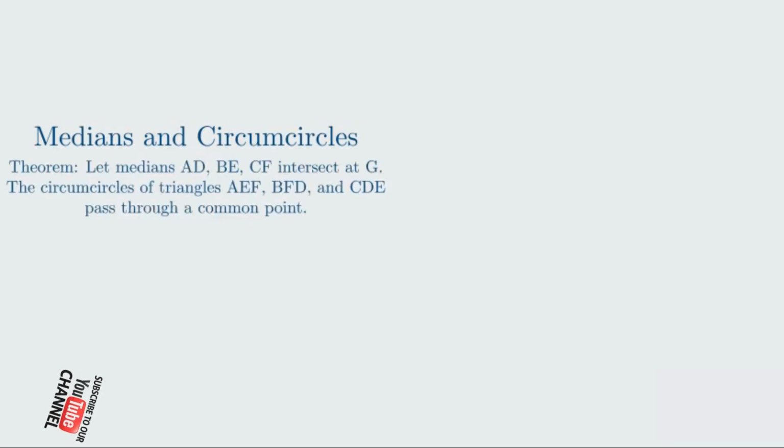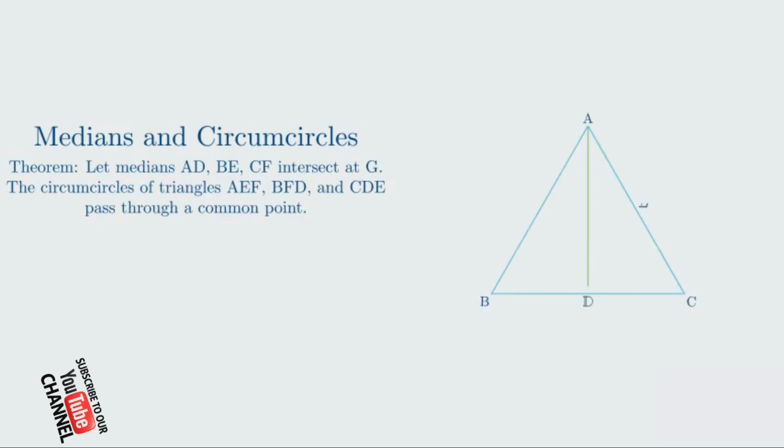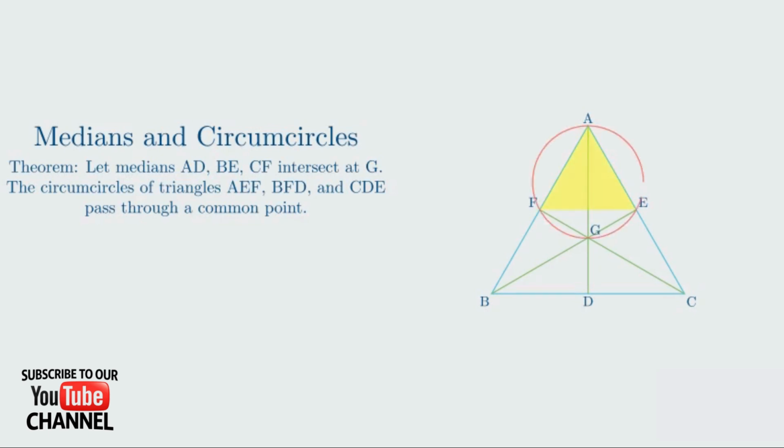Suppose we have a triangle ABC. The medians AD, BE, and CF intersect at a point G, which we call the centroid. Now, we can form three smaller triangles. The first is triangle AEF, which connects the vertex A to the midpoints of the opposite two sides. The second is triangle BFD, using vertex B and the other two midpoints. And the third is triangle CDE, connecting vertex C to its adjacent midpoints.